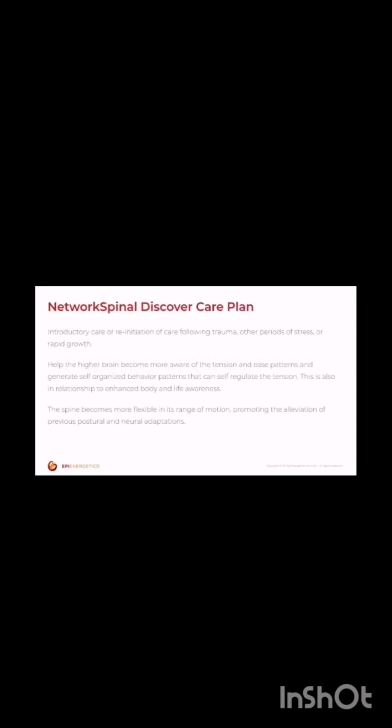Now, the basic level of care we want to think of as introductory care. It also can be reinitiation of care following trauma, periods of stress, or rapid growth. Now, the key thing to that is people have to not see the level of care, particularly basic care, and the practitioner and I portray this as a punishment, or they're doing bad, or they're going backwards.